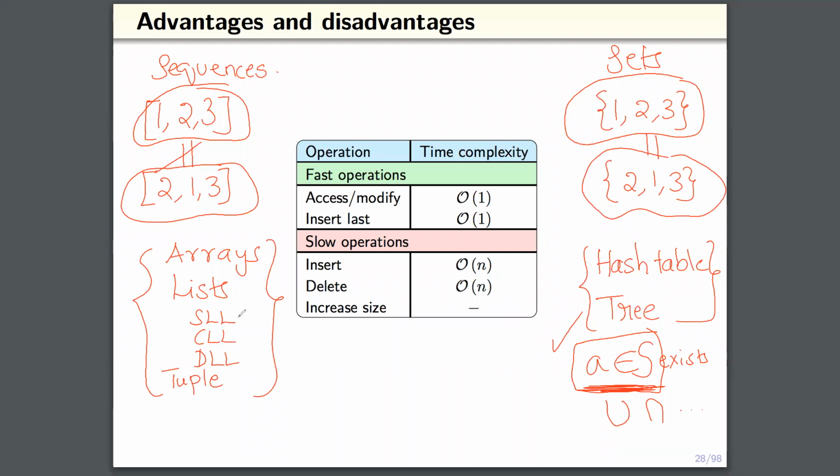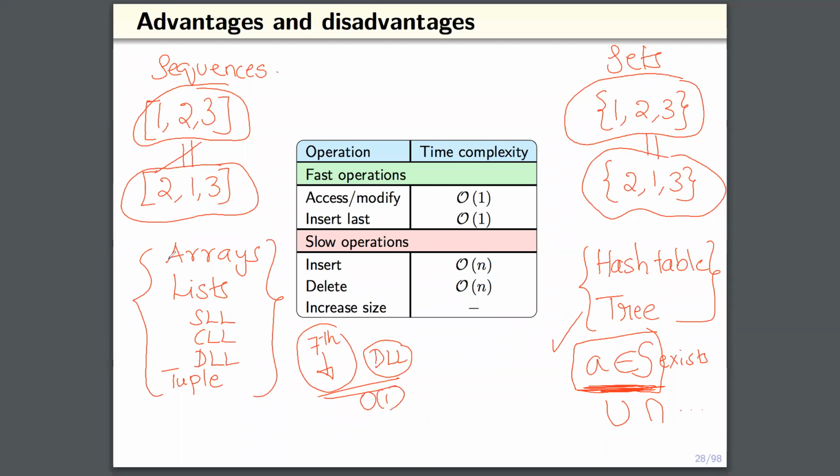Then what's the advantage of sequences? We have some advantages. Suppose you want to quickly change the 7th element, right? That is possible using arrays. Or suppose you want to delete the last element. That is possible if you use DLL. You can do this very quickly, right? In O of 1 time, you can do all these operations.